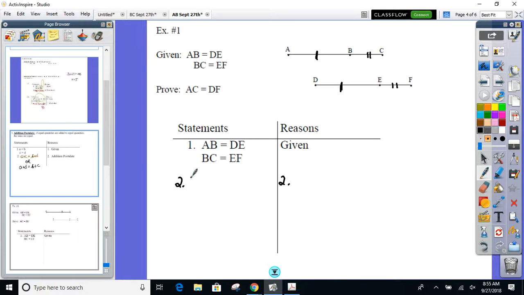Okay, here we go. Show me what you're going to add together. You're going to take AB and add it to BC. And you're going to tell me that's the same as adding what? DE and EF. Why is this statement true? Not because I said so, but by the addition postulate. Or you can just write addition.